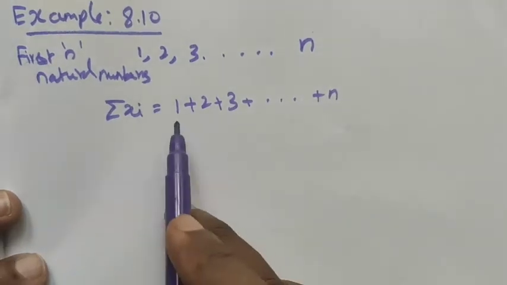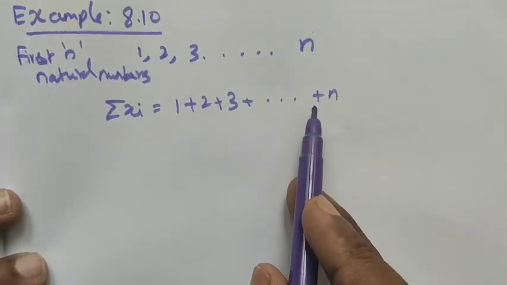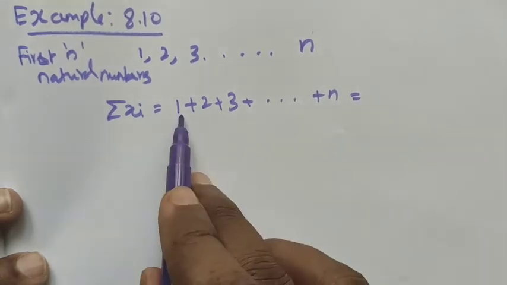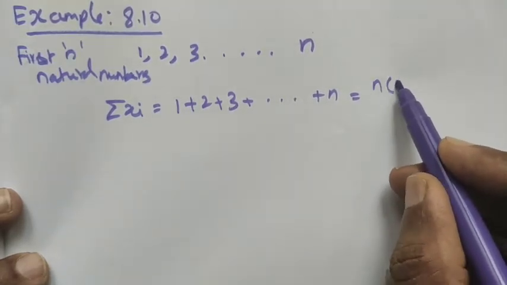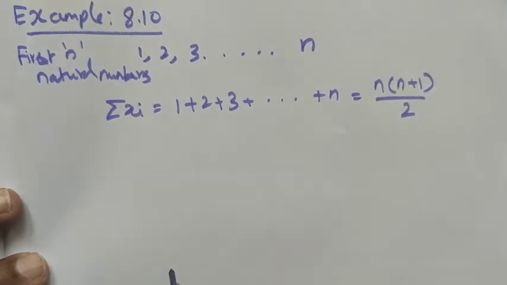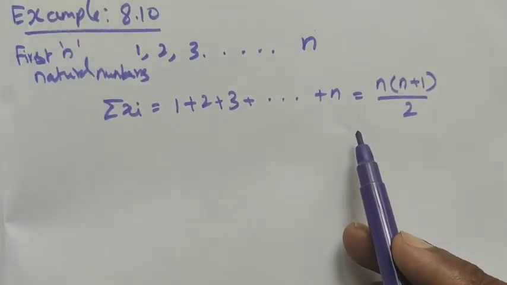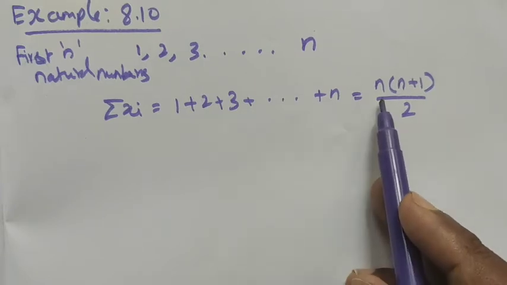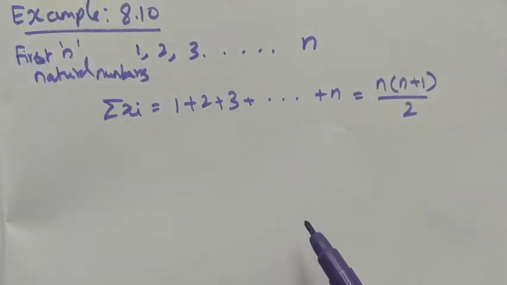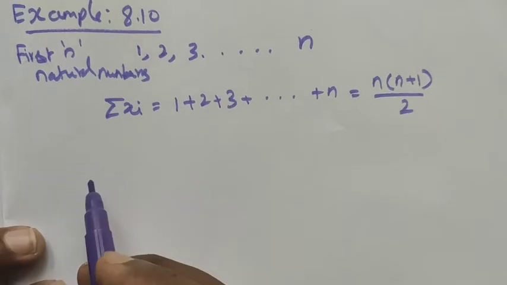We know that for the sum of the natural numbers we have the formula: the sum of the natural numbers is equal to n into n plus 1 divided by 2. In chapter 2 we have already studied the sum of the first n natural numbers. We have the formula n into n plus 1 divided by 2, right? And then here we want to find the mean.